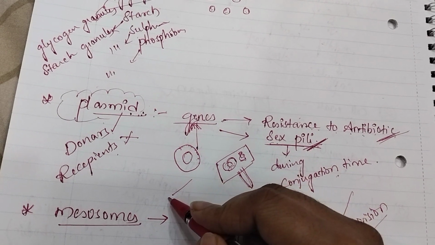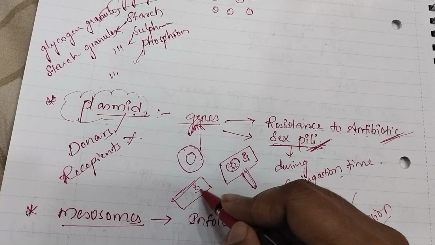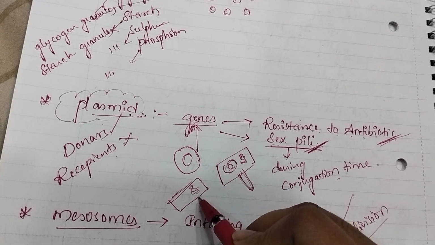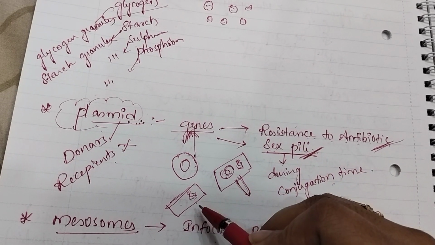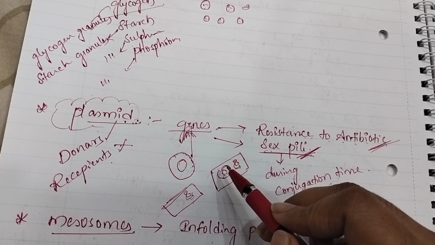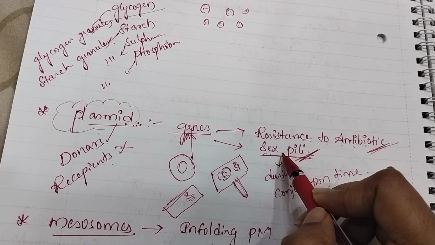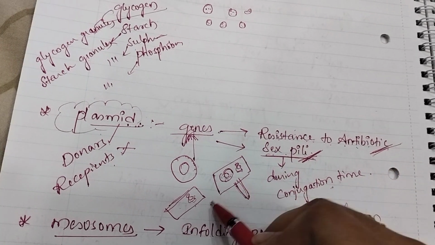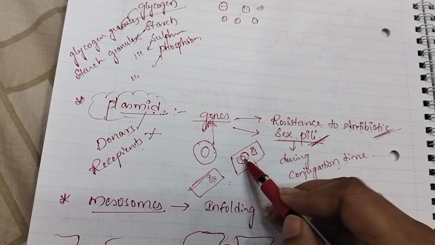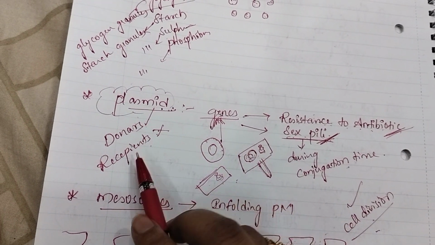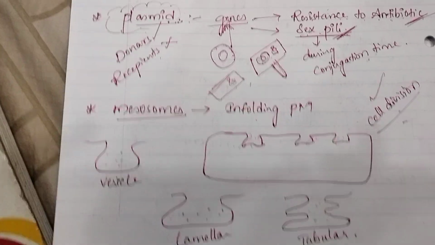So if you compare this bacteria with the other bacteria which doesn't have any plasmid, only the nucleus, then that bacteria doesn't show resistance to antibiotics and doesn't show any formation of sex pili. Only the bacteria which are having plasmid can show resistance to antibiotics and have sex pili. So this is the difference. And the bacteria which are having a plasmid are called donors, and the bacteria which don't have plasmid are called recipients.